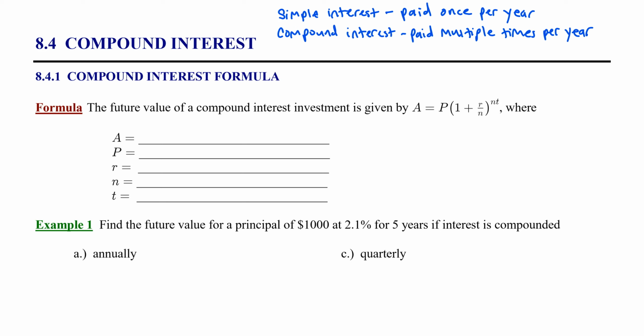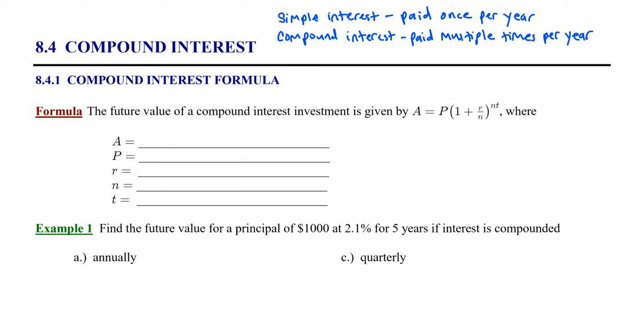This causes your principal to grow faster, and again, it is the best and most excellent way to grow an investment. We will examine both the compound interest future value formula and a present value formula. Let's look at the future value formula to begin with. The future value of a compound interest investment is given by A equals P times (1 plus r over n) exponent nt. Now compare this to our simple interest future value formula.